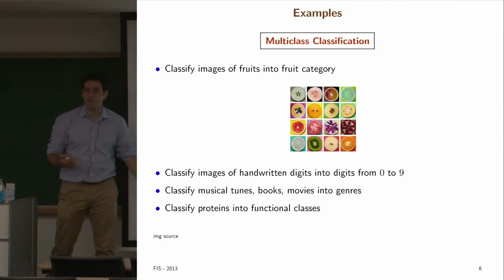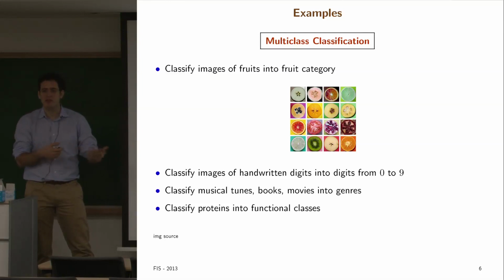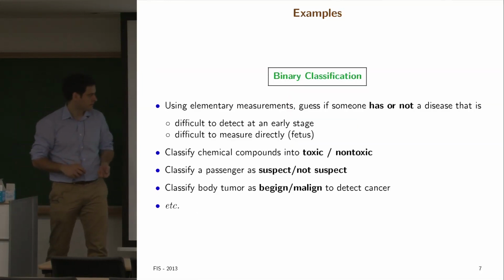In bioinformatics, it's also a very important problem. There are a few tens of thousands, I think, of proteins. We know the functions of some of them, very, very few of them. Can we classify a new protein into one of those functional classes? Can we predict what it is used for, etc.?